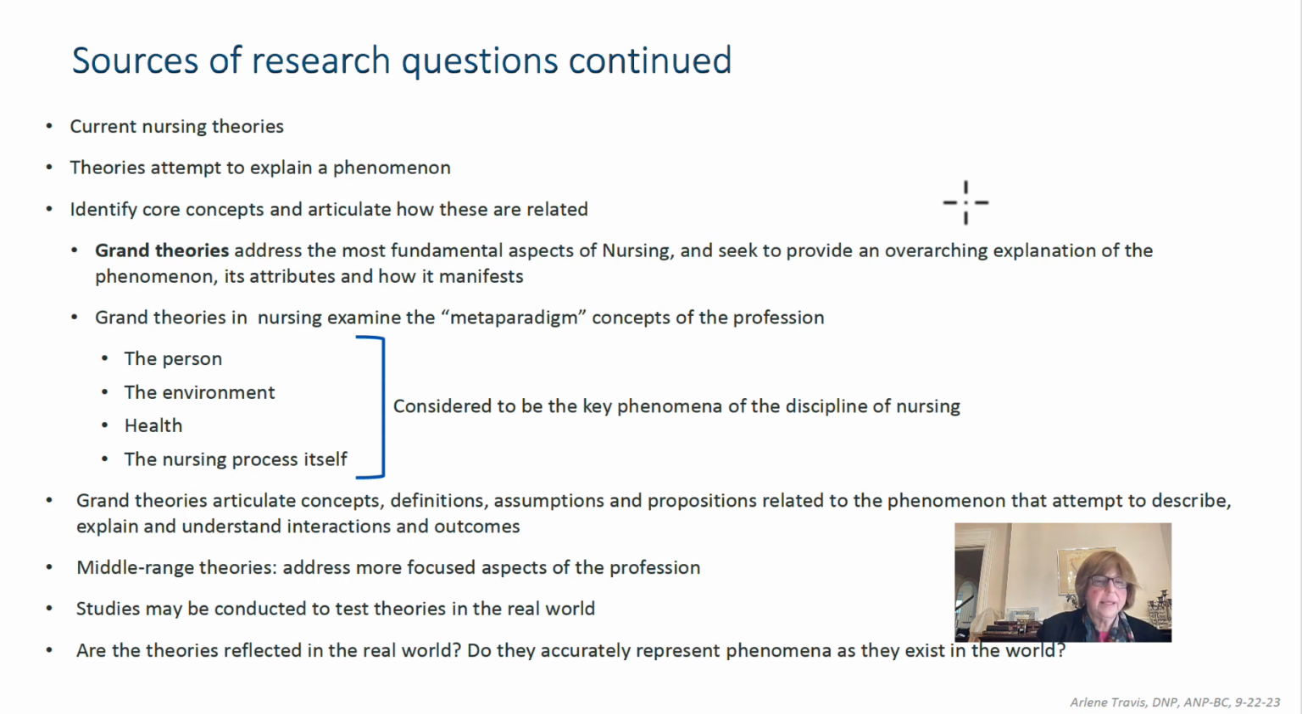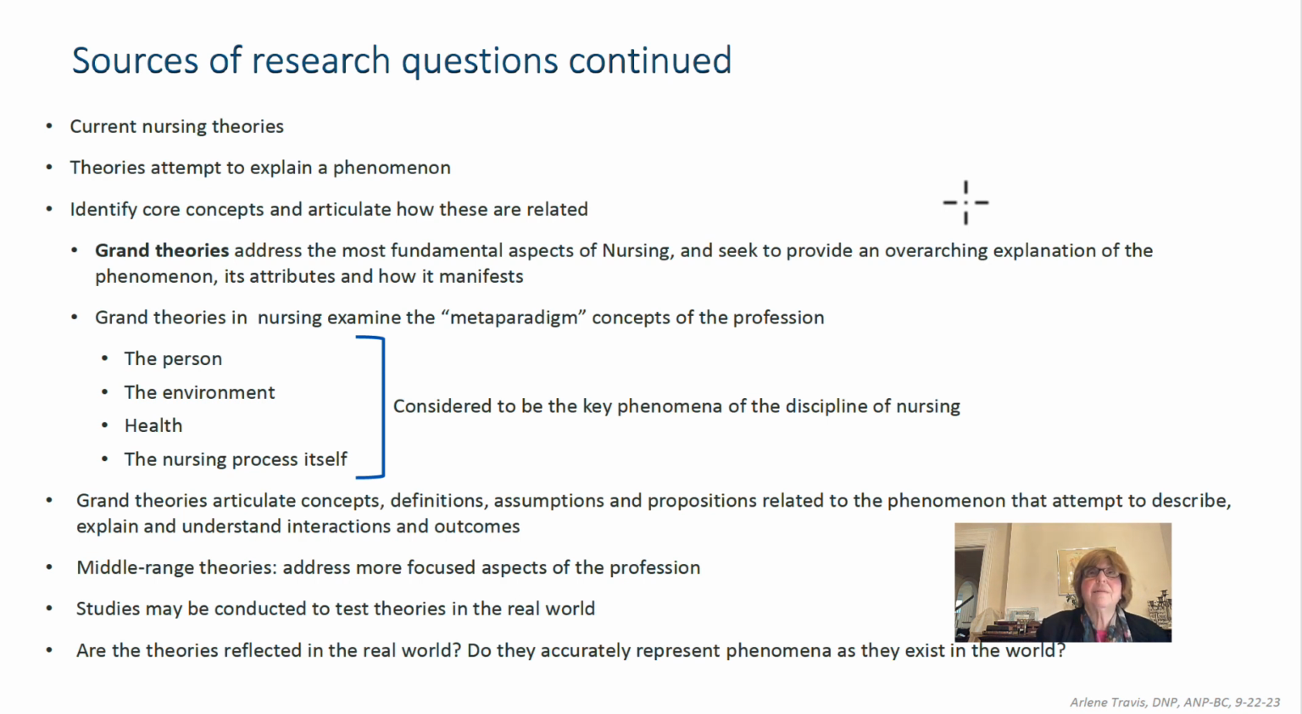So there are grand theories. Grand theories look at the fundamental aspects of nursing. So when we talked about the meta paradigm, we talked about what are the identifying factors in terms of nursing. We talked about person, environment, health, and the nursing process itself. So identifying what nursing is. So these are the key phenomena that help us identify what is nursing.